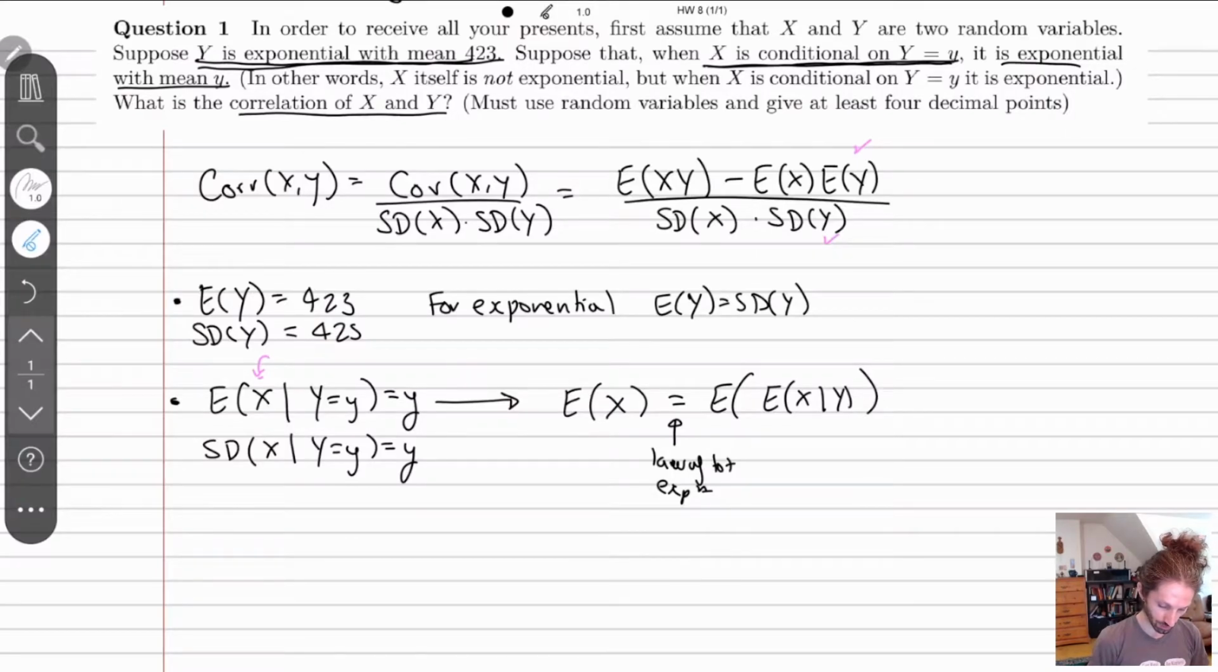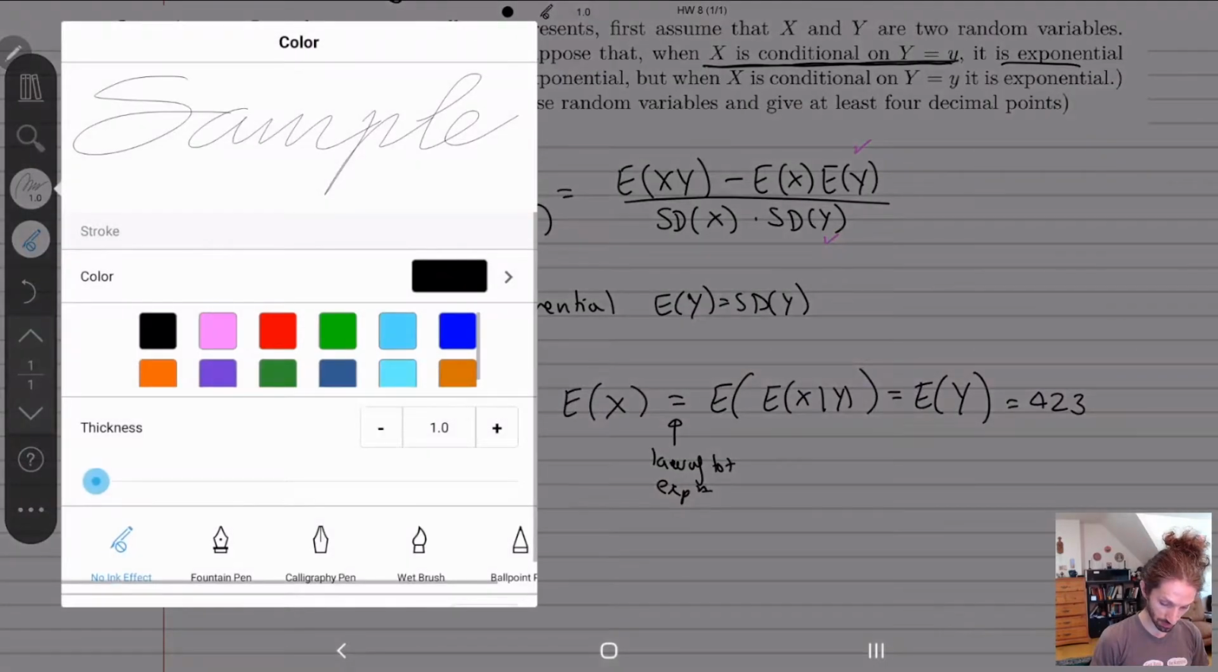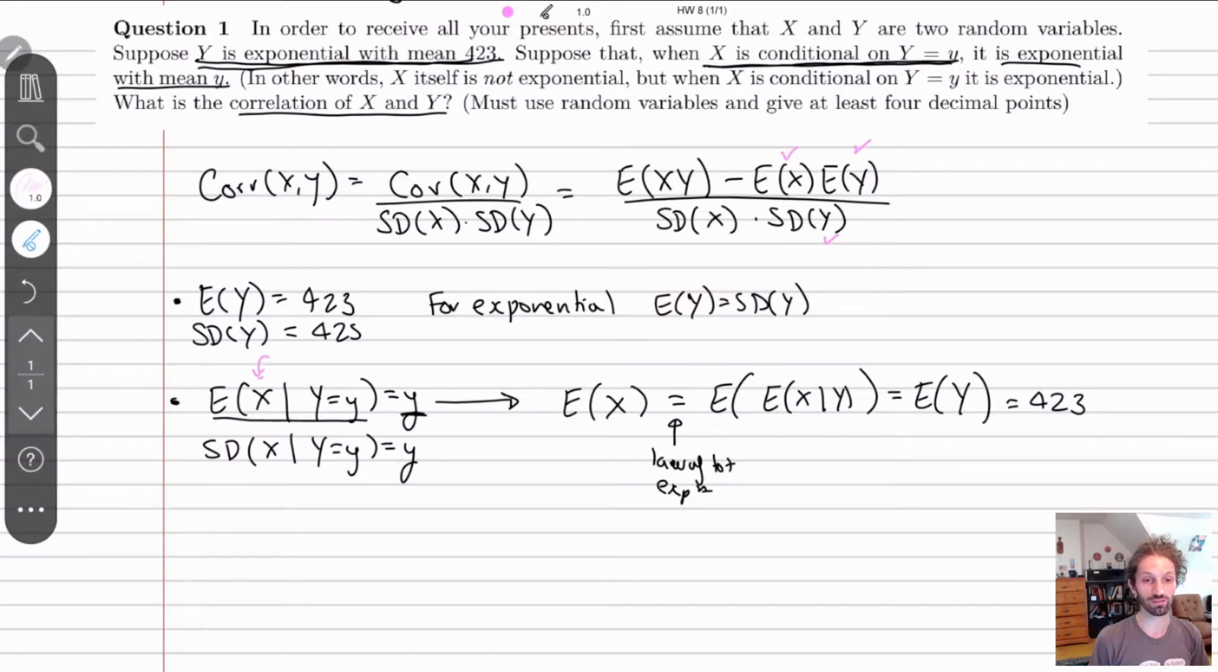And here the thing to note is that when we have one function equal to some other function, we can just substitute. So we can just substitute these in. And E of y we already know. This is 423. So we've done 3 out of 5 things. There's 2 left: the expected value of xy and the standard deviation of x.